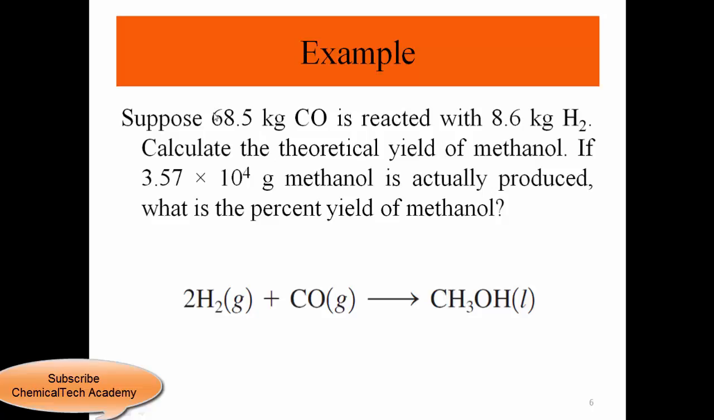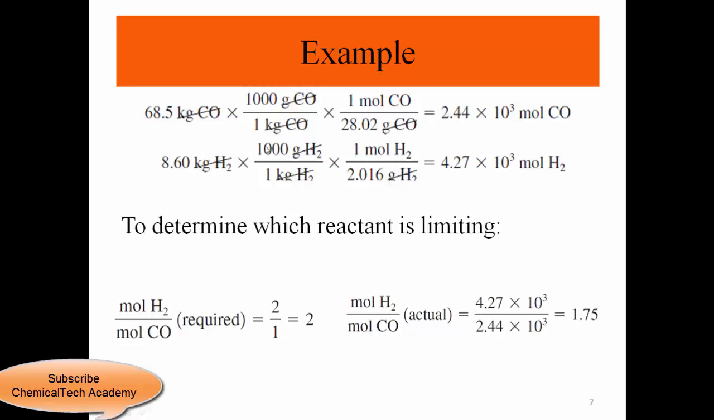The amounts of CO and hydrogen are given. So first of all, we need to find the number of moles of each of them, find which one is the limiting reactant, and then find the theoretical amount of methanol produced. So we have 68.5 kilograms CO. First of all, we need to convert it to grams. Then we divide it by molar mass to find the number of moles. For hydrogen, we do the same thing: convert it to grams, then divide by molar mass, and find the number of moles.